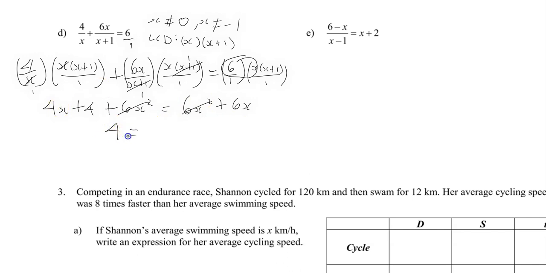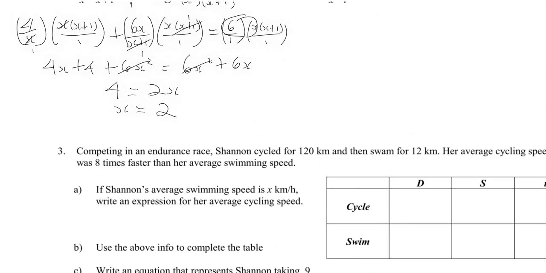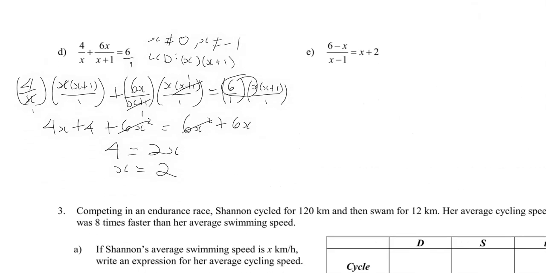Let's leave the 4 here. We'll subtract 4x. So 4 is 2x, and x is 2. And that's not a non-permissible value. That should check. Let's check by putting in the 2.